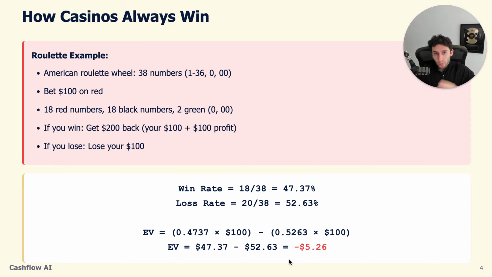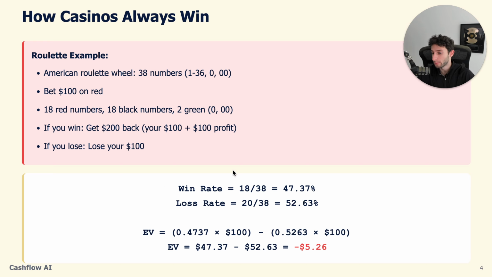So how do the casinos actually use this to always win? Well, a good example is roulette. Let's say in roulette, there are 38 numbers on that wheel, and you bet $100 on red. 18 of the numbers are red, 18 are black, and 2 of them are green. If you win, you basically double your money. You get $200 back. If you lose, you lose your $100.